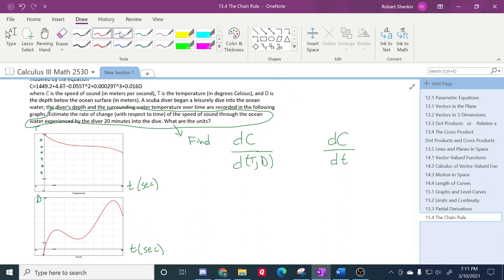C is really a function of T and D, temperature and depth. And temperature and depth are functions of time. These are both time functions.